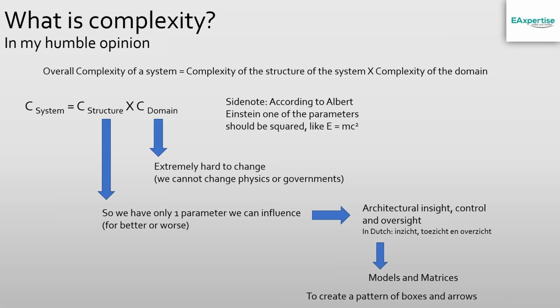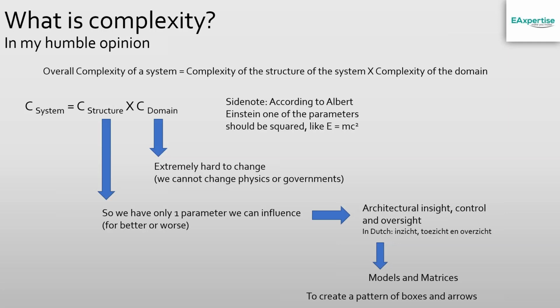I have to make a small side note, because Albert Einstein invented the formula E equals MC squared, and I think there must be a square in one of the C's on the right side, and I'm not sure where.